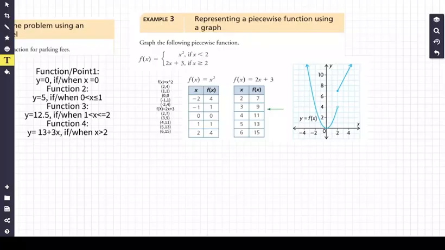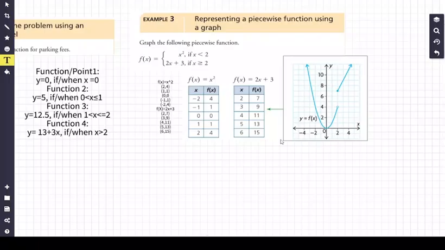So let's analyze this a little bit. We have a solid dot placed at (2, 7), since x equals 2 is included with f(x) = 2x + 3. And an open dot is placed at (2, 4), since x equals 2 is not included in f(x) = x squared. But because we have this huge jump right here, and we can't really draw this without lifting our pencil, this function is discontinuous.